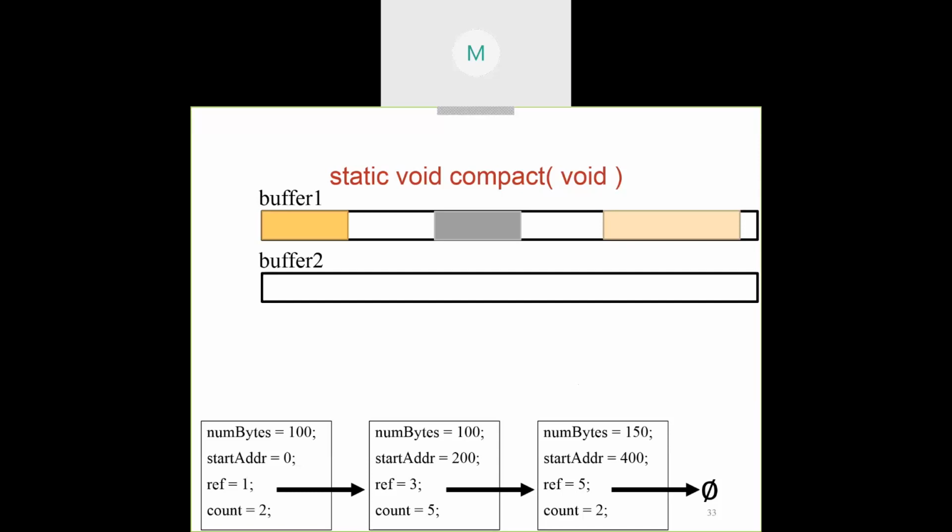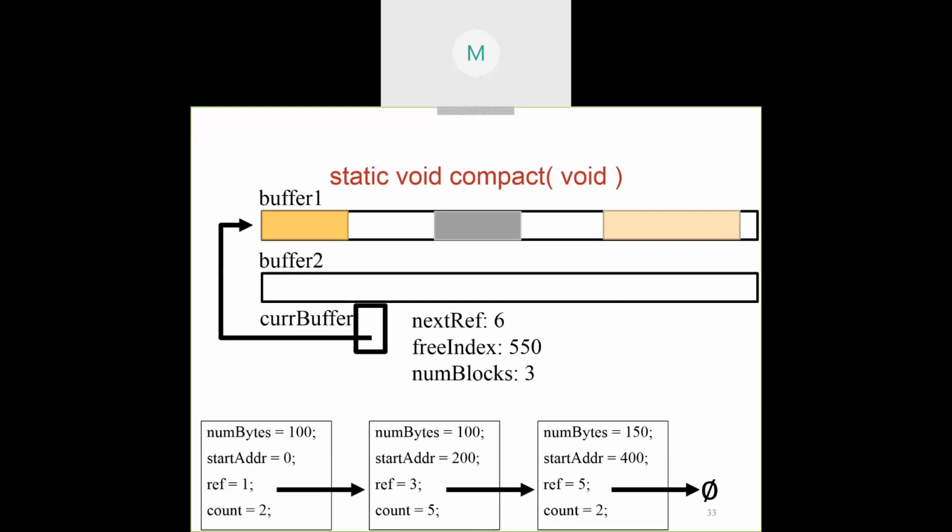Okay, so at the very first, like I said, the current buffer should point to buffer 1, right? Clear? Then we have some variable like next reference, the next ID, right? If we are inserting another object, what will be the ID or reference number? Here it's 6, right? Then the free index is 550 for now, and the total number of blocks is 3, right? We know that this is the memory block start and this is the memory block end, right? So this is the information available so far.